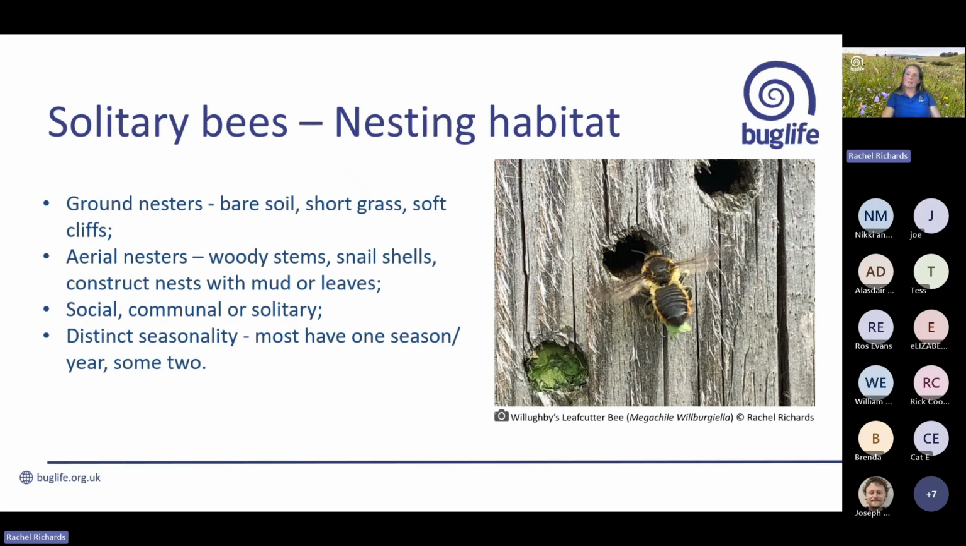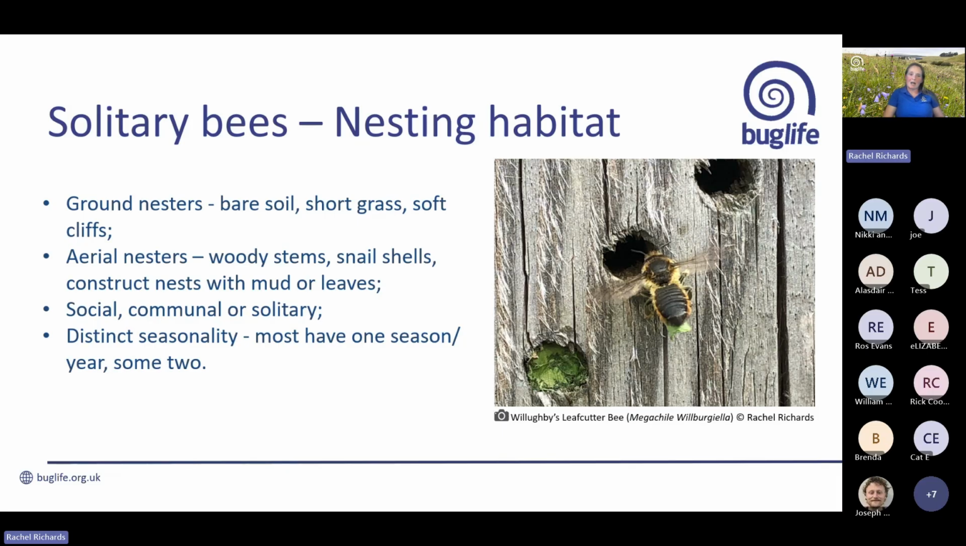So this is just showing the nesting habitat. It's a piece of wood with holes drilled in it. So you get ground nesters and aerials. This is the aerial nesters here in this image. And the leaf cutters actually cut little sections of leaf. You can see them flying around carrying them. It's quite cool. And they'll weave that around. I'll go through the life cycle shortly.